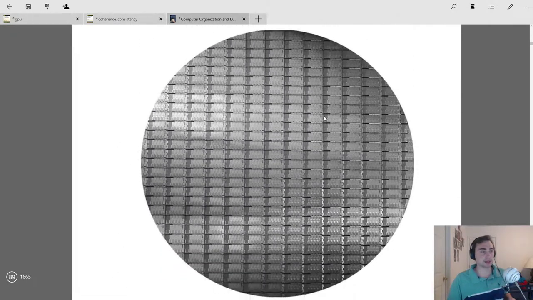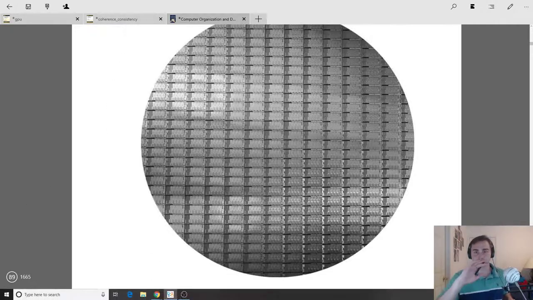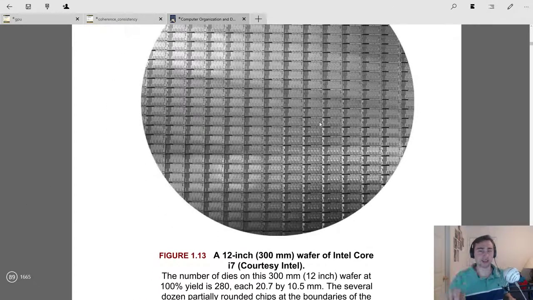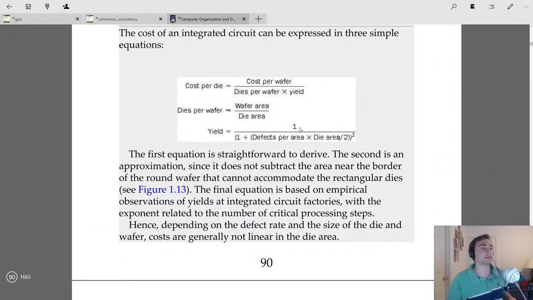But you have to keep in mind something. This wafer is a circle, right? So it's a cylinder. The little chip that you shove into your computer, you'll notice, is a square or rectangle. So it's not a perfect mapping of die area and wafer area. At the edges, since it's a circular thing, you can't completely use up the entire area effectively. So it's roughly equivalent.